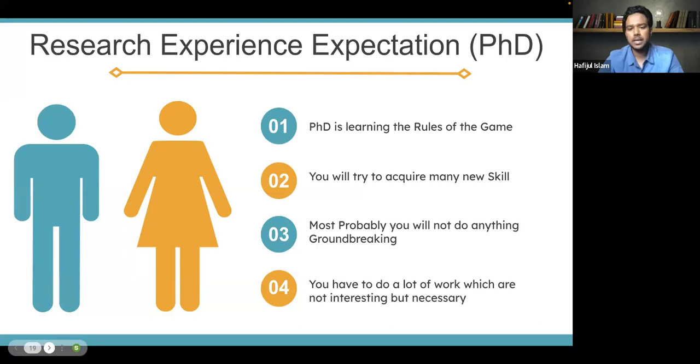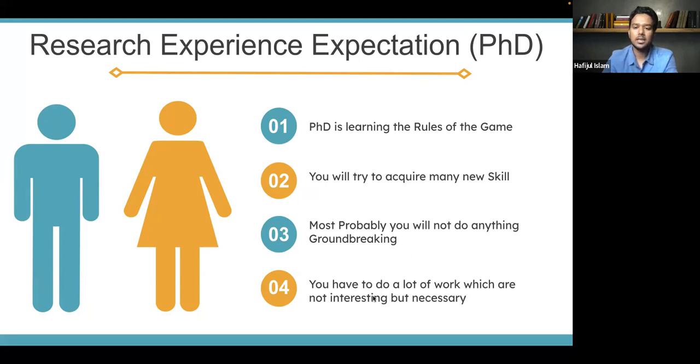So PhD is a place where, most probably, you will not do anything that is groundbreaking. You will just learn how to write scientific papers, how to conduct research, and how to work with other people, how to collaborate. And you will delve into new things. You will acquire a lot of new skills. Probably you will learn different languages to code, different laboratory skills you will acquire, but in this era, you will not do anything that will be really groundbreaking.